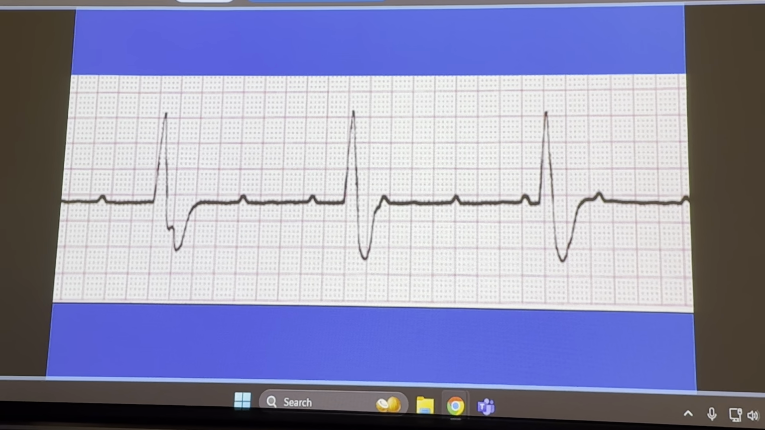Third degree complete heart block. Okay, how do you know that? Because the P's and the Q's are firing, but they're not dancing together. So in other words, P, P, Q, P, P, P, Q. Okay, so your P waves and your QRS complexes are not dancing together.